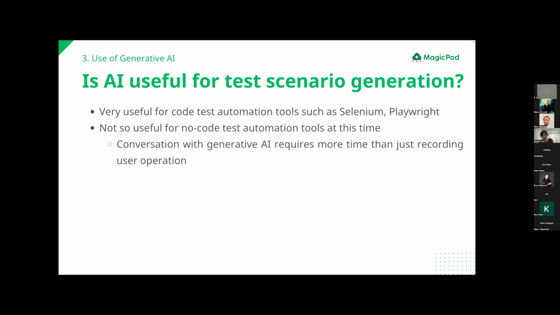Because if you write the prompt in detail and tell AI what kind of script to generate, I think AI can generate various scripts for a no-code test automation tool. Actually, it is possible. But just recording user operation is much faster than writing a detailed prompt for AI. In my opinion, it is not so easy to beat the no-code tool by generative AI.